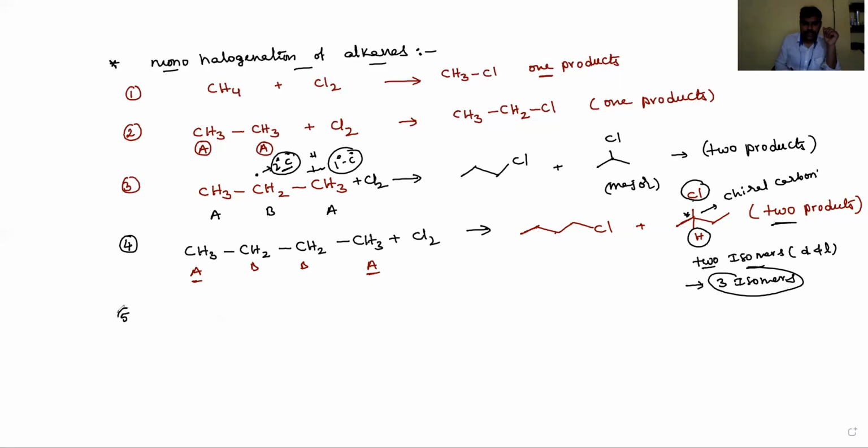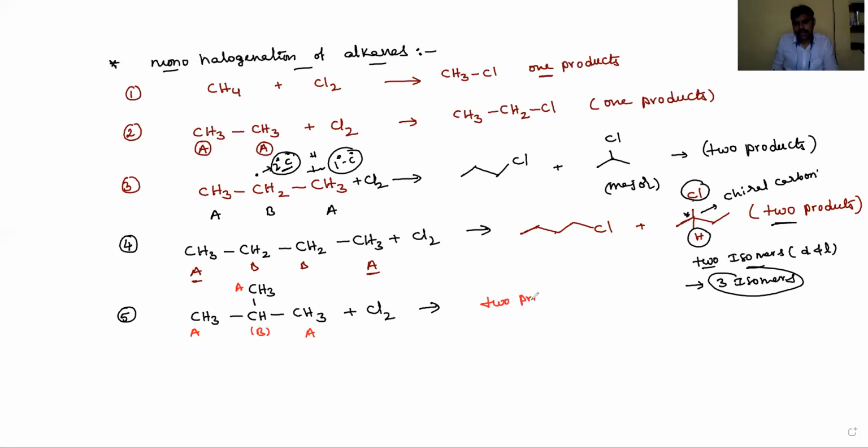Let's see, dear students. The next one is isobutane. This is isobutane, dear students. This isobutane on monohalogenation, we'll get how many types of products? This A is CH3, primary only. A and A type, and this is a B type of product. Okay, then we'll get two products only possible.